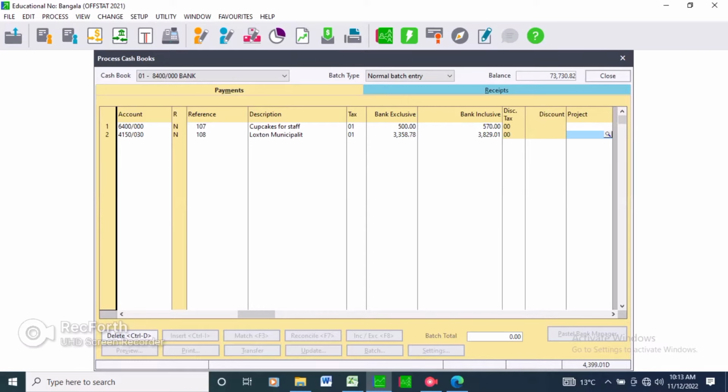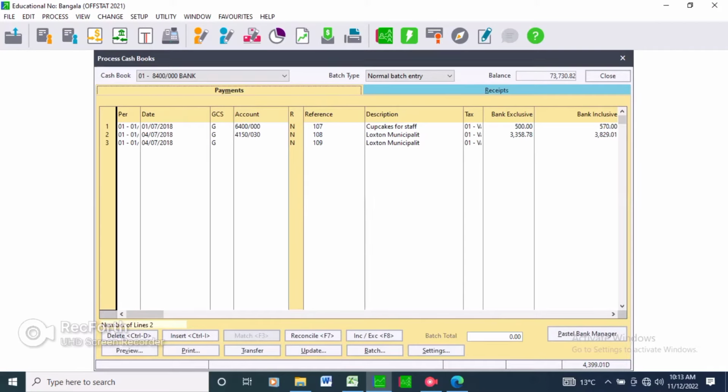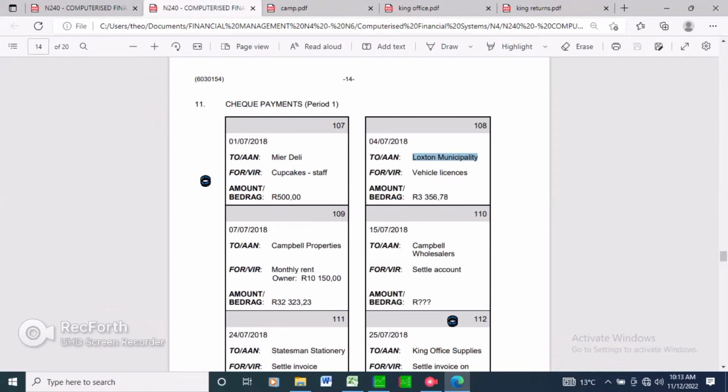The 07/07/2018 check is for Campbell Properties for monthly rent, and the owner took 10,150. Guys, when you get a check of this kind, where the check has two amounts, it means this check will affect two accounts. The first account it will affect is for your rent income or rent expenses.